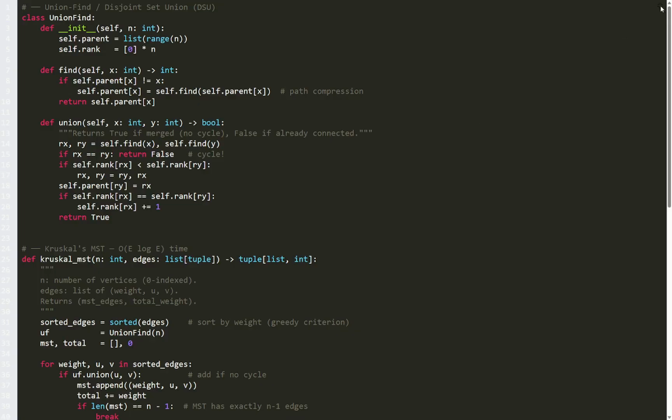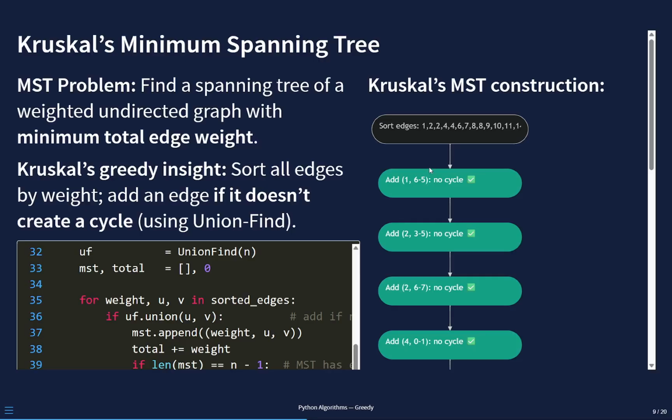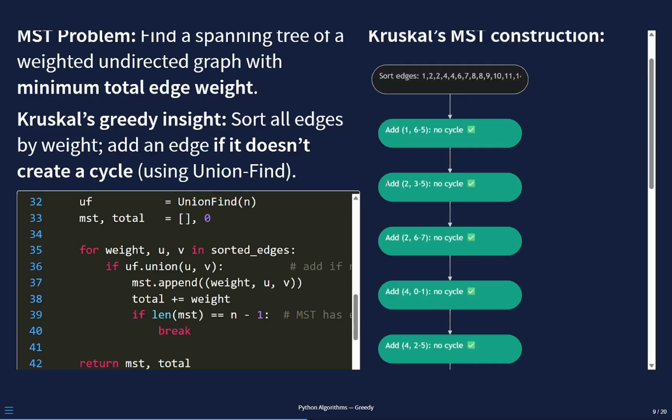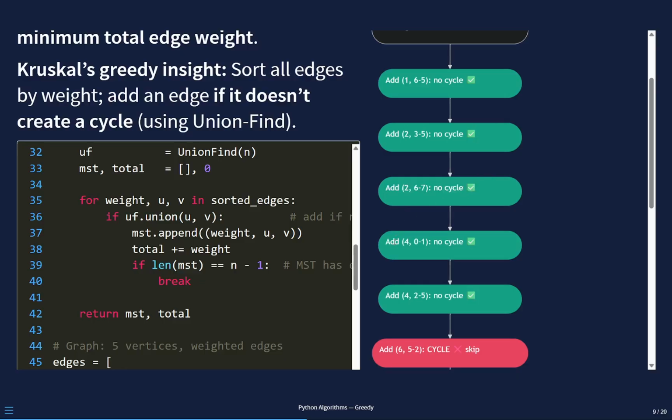The step-by-step trace: sort edges by weight. Take edge weight 1, connecting vertices 6 and 5. The two vertices are in separate components. Add it. Take weight 2, 3 to 5. Add. Take weight 2, 6 to 7. Add. Continue.